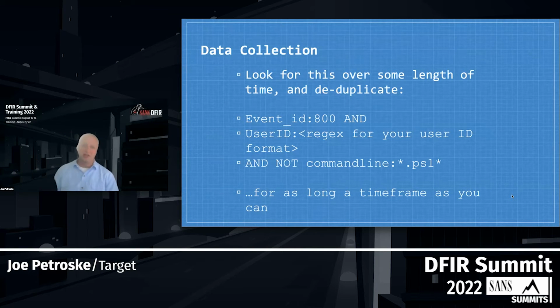So I did this by collecting event ID 800 from across my entire enterprise for as long as I could, with a user ID defined as what one of my users would look like, and it doesn't run from a PS1 file. So that gives you a nice corpus of data, and you get that for as long as you can get. If you can only get a couple days, cool. If you can get several months to years, that's amazing. Whatever you can get from your central location where you can get this information, this is what we're going to use to both train and test our model.